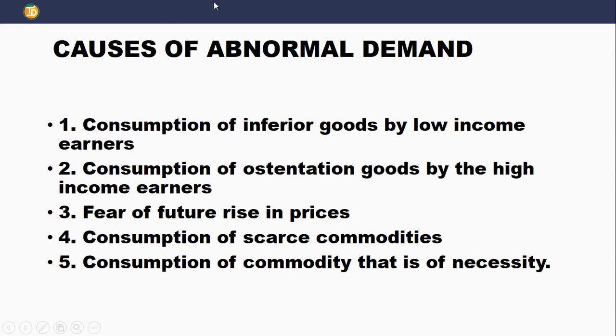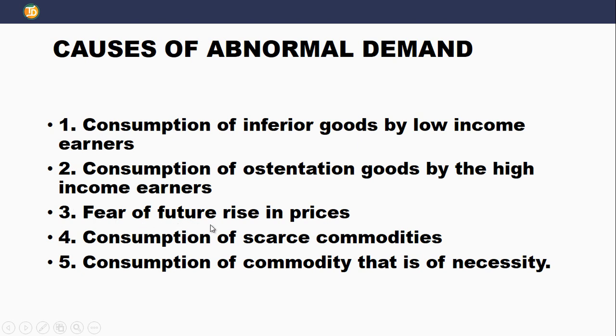What are the causes of abnormal demand? Number one is consumption of inferior goods by low income earners. Low income earners will buy more of inferior goods, even if the price increases, because they have no other substitute or no other alternative. Number two is consumption of ostentatious goods by high income earners. High income earners will continue to buy more of expensive goods because it enables them to show off their social status. It boosts their ego. That's the reason why they are buying more of expensive goods at a higher price.